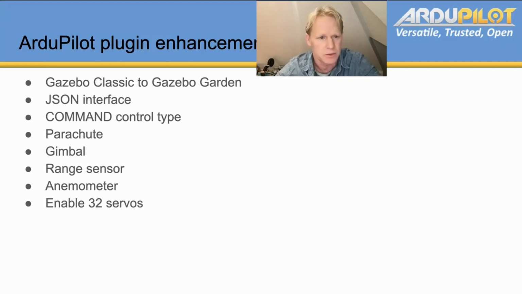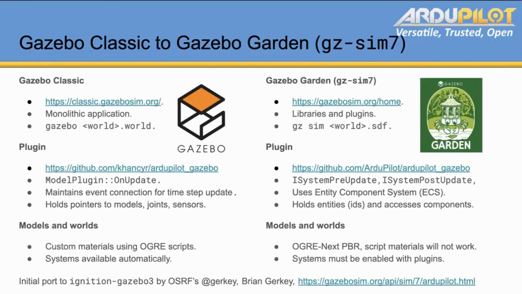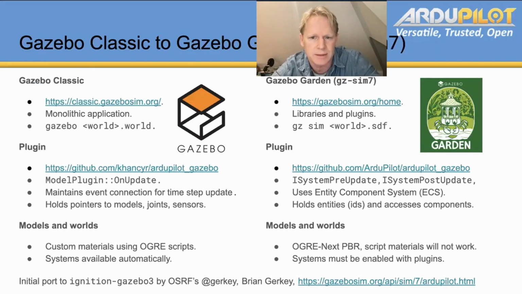So we'll cover those. The original port from Gazebo Classic to Garden was done by one of the Open Source Robotics Foundation's people, Brian Gerke, who did that for a version Gazebo 3. And this was a migration of Pierre's original ArduPilot Gazebo plugin to work with Ignition, as it was named at the time. And it's just a summary of the major changes.